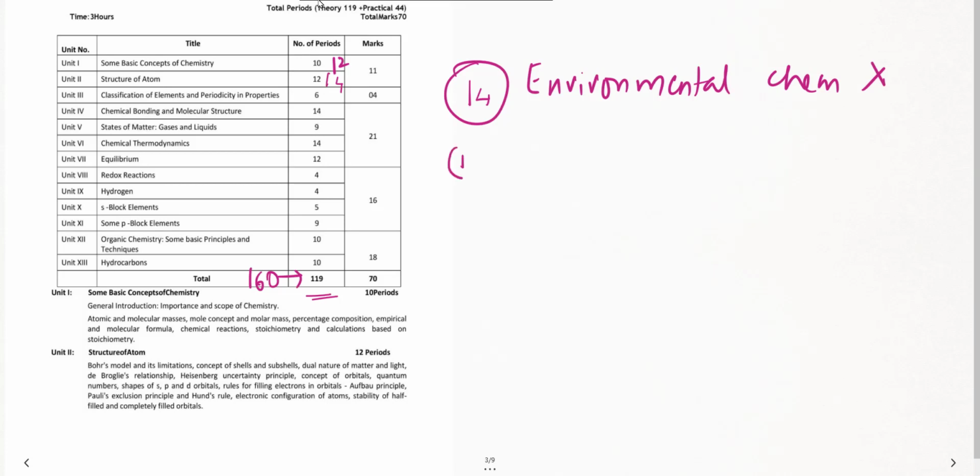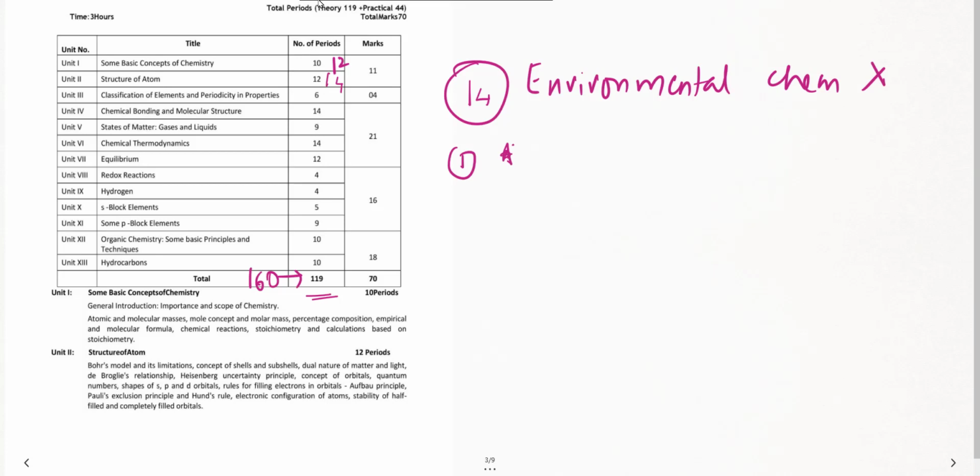Just see here, the topics like atomic and molecular masses. I'm just reading out, students. So the topics like atomic and molecular masses, mole concept, molar masses, percentage composition, empirical and molecular formula, chemical reactions, stoichiometry and calculations based on stoichiometry. Right? So these all topics are there.